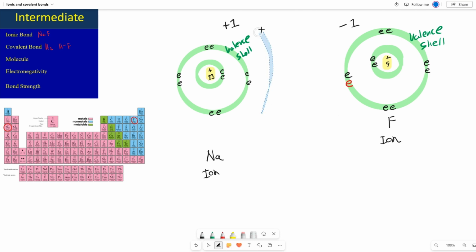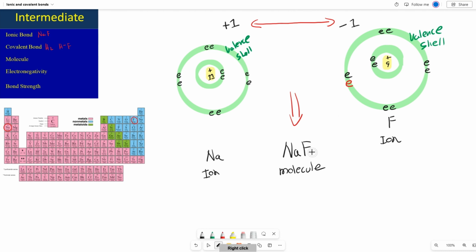Now that these ions have opposite charges, they are attracted to each other because of the opposite charges. And what will happen is these ions will get close to each other, and you will write them out just as NaF, and they are then called a molecule. And a molecule is when you have 2 or more atoms that are bonded together. So once the sodium and the fluorine become ions, their opposite charges will attract them to each other. They will then form a sodium fluoride molecule.